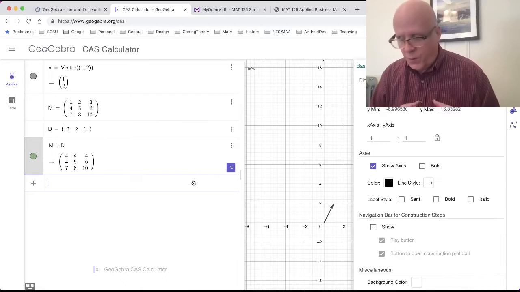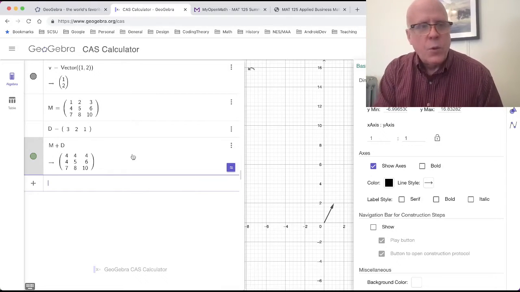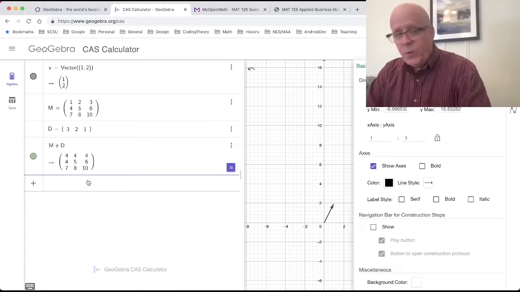If you go to add or subtract matrices, you really want them to have the same dimensions. And ignore this capacity GeoGebra has to add up things that have different dimensions. All right, so what else can we do with matrices?